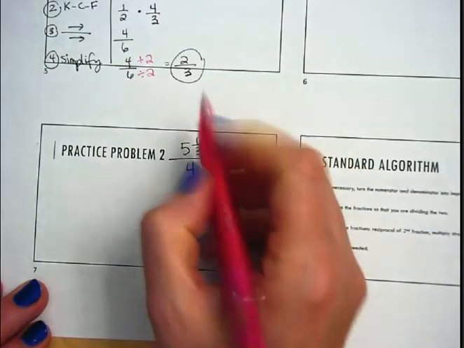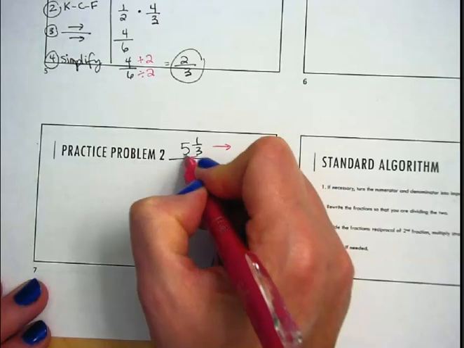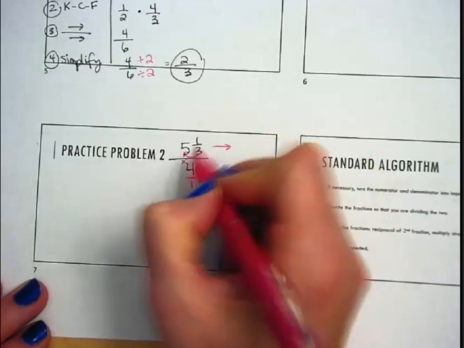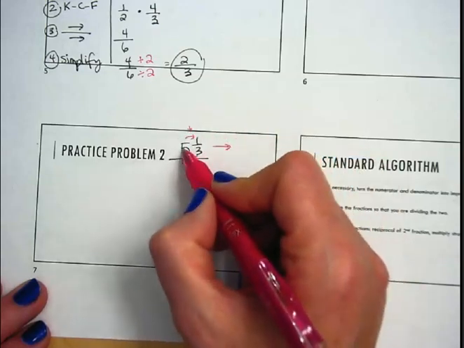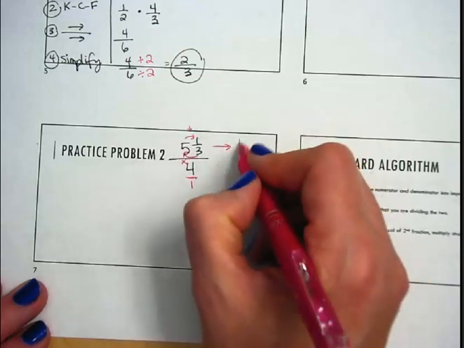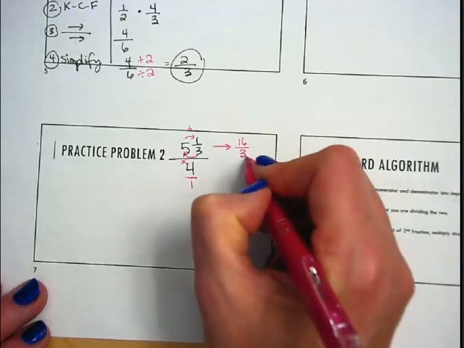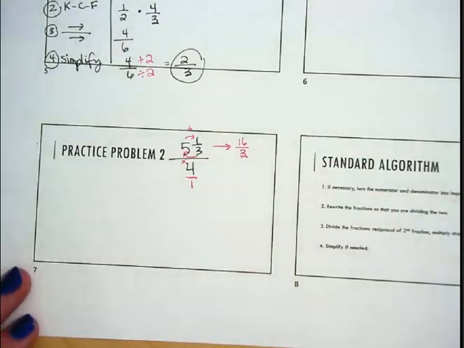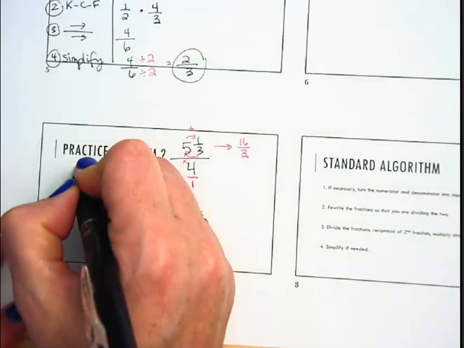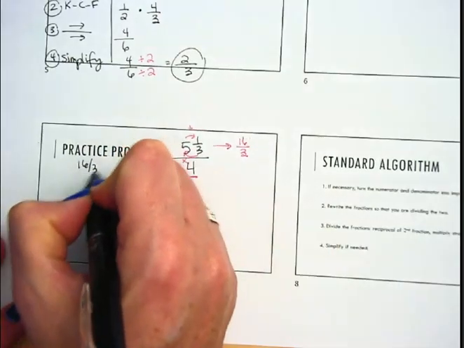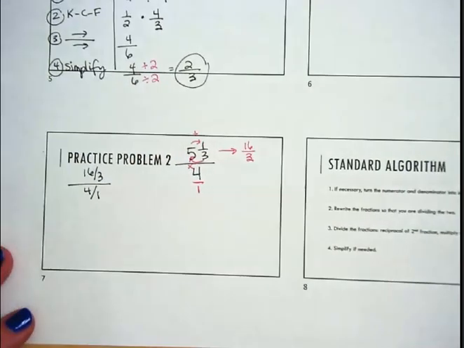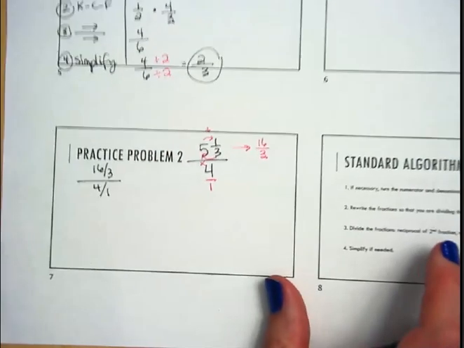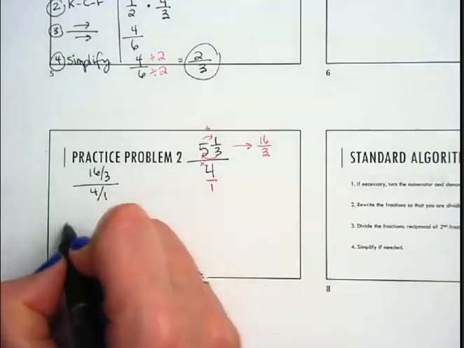So we do that by taking the denominator 3 times the whole number of 5 plus the numerator of 1. So that's 15 plus 1 is 16, and the denominator stays the same. So now my problem looks like this: 16/3 over 4/1. So now I start with step 1, writing it left to right.